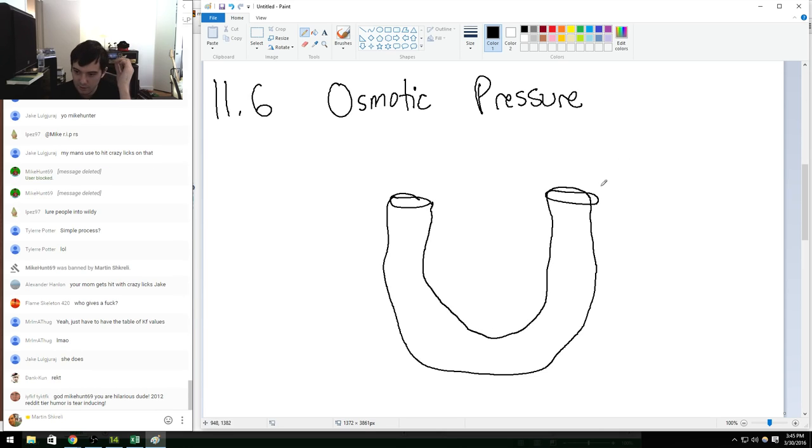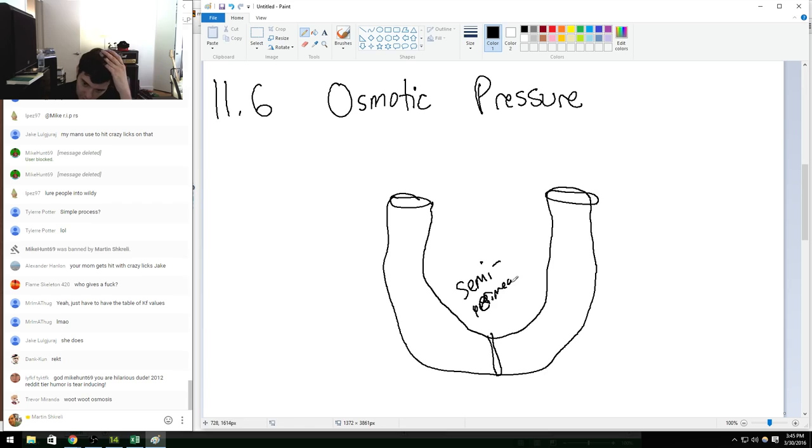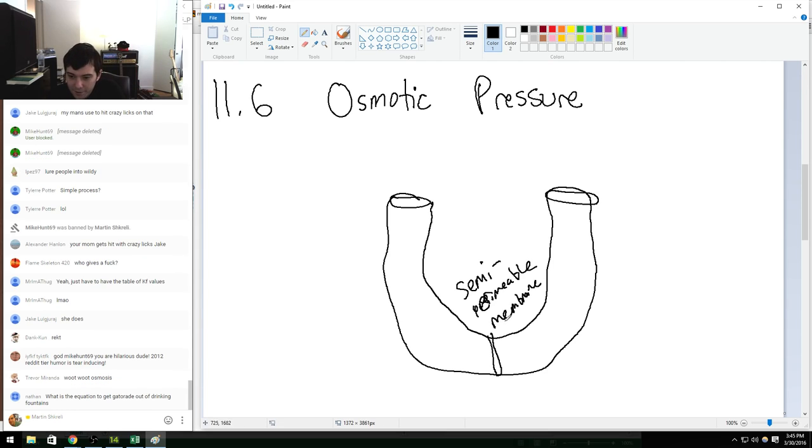So this is this weird connected test tube. And here we have something called a semi-permeable membrane. We hear the word osmosis a lot. Osmosis is basically the flow of a solvent into a solution.